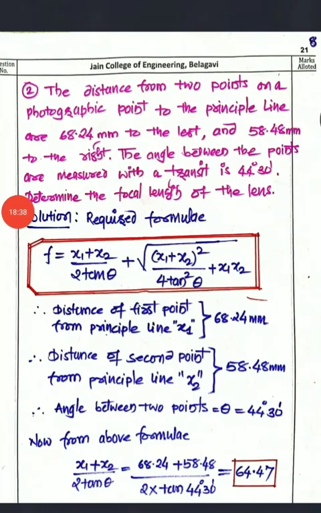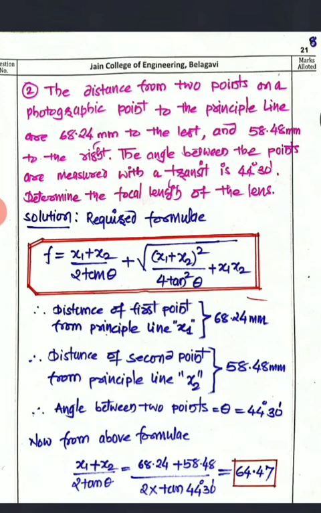Okay friends, so let's see the second problem. The distance from 2 points on a photographic point to the principal line are 68.24 mm to the left and 58.48 mm to the right. The angle between the points measured with a transit is 44 degree 30 minutes. Determine the focal length. Now here xa and xb, which means x1 and x2, are given, right?